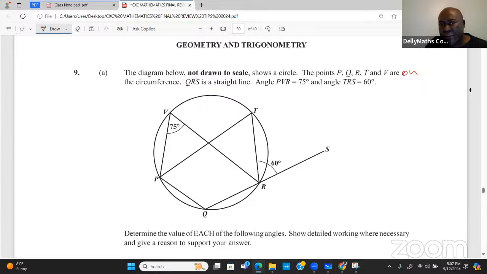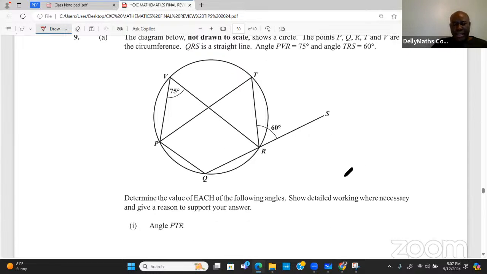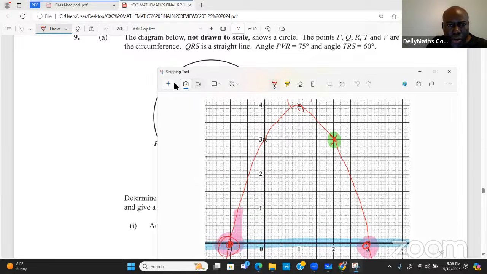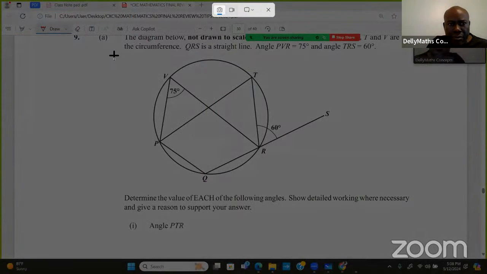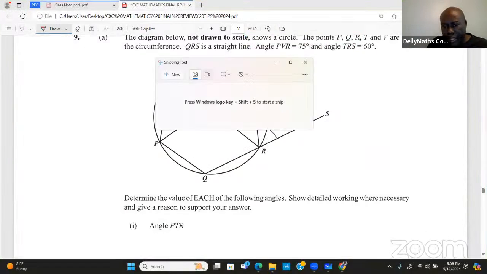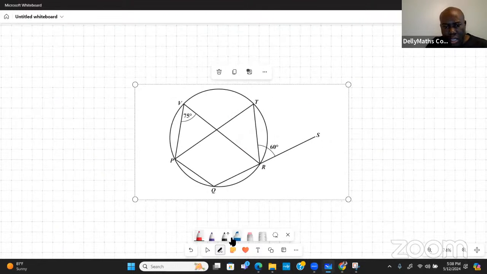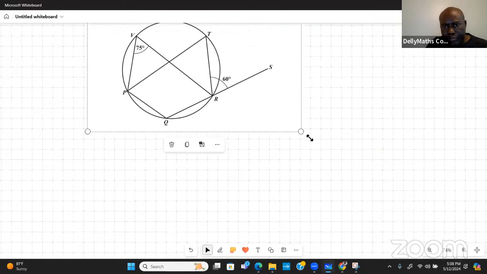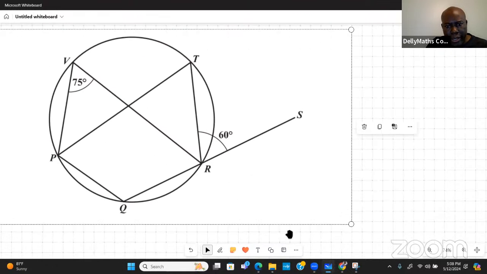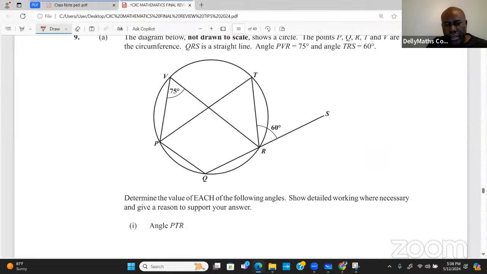Angle PVR is 75. You're seeing it. It's there. And angle TRS is 60. It is also there. Now, let us see the questions that they're asking us to look at. In an effort to look at the questions without going back and forth, please allow me to take this diagram next door, and let me put this next door so I could flip between the two screens. All right, that's big enough so we could flip between. All right, flip again. We're good right there.